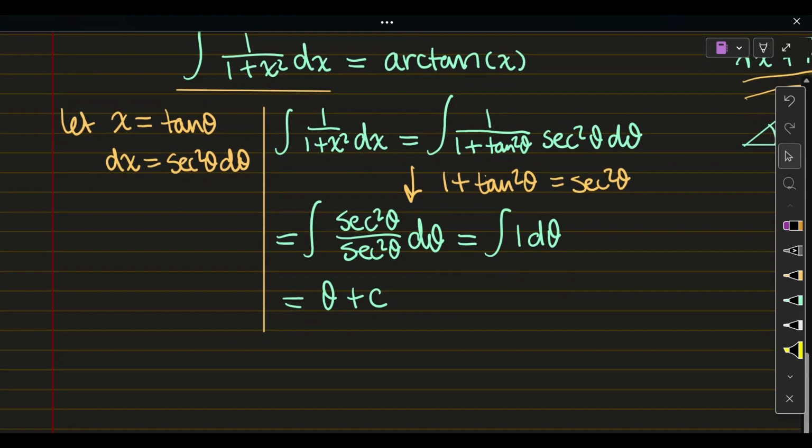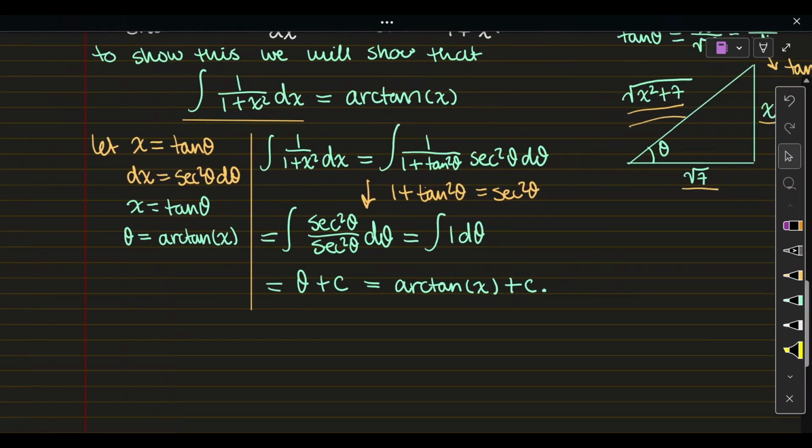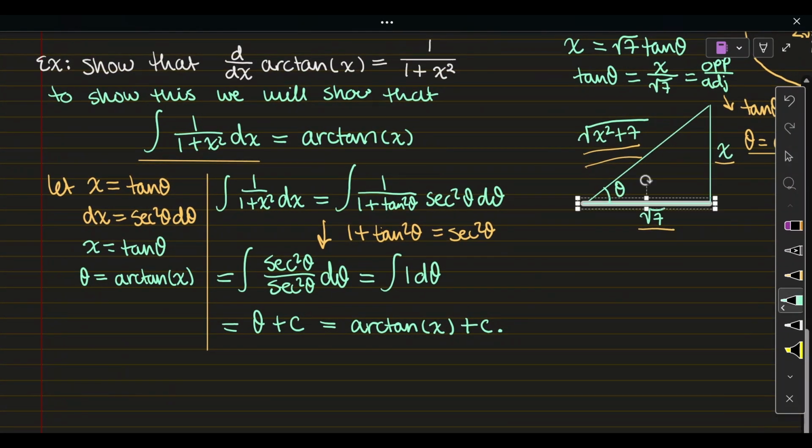So we need to solve for theta in terms of x because we were originally talking in the language of x and now we're in the language of theta, so we need to get back to the language of x. So when I let x equal tan theta, that gives me a relation that I can use to solve for theta. So if I take the arctan of both sides, theta is equal to the arctan of x. So this tells me that my entire integral was arctan of x plus c. So we just showed that the integral of 1 over 1 plus x squared dx is equal to arctan of x.